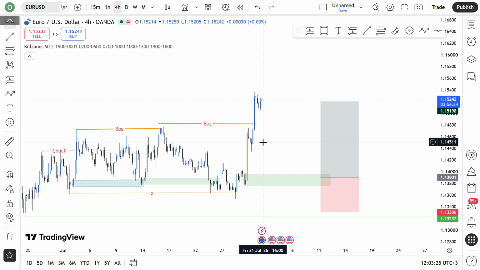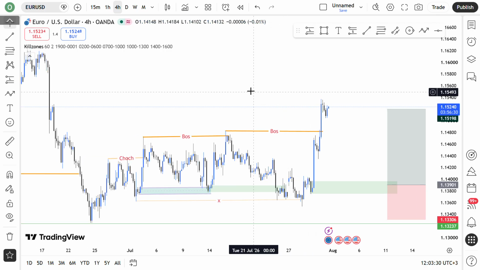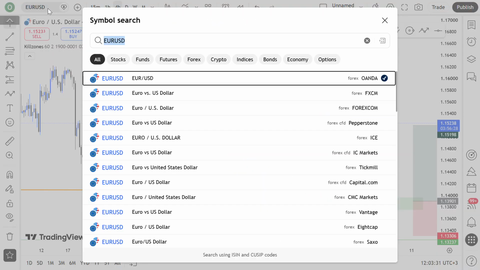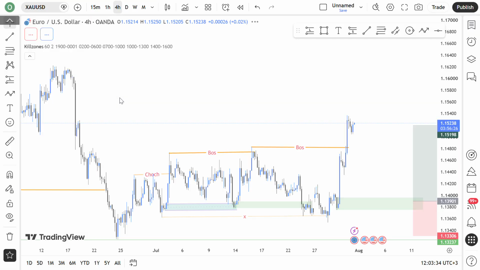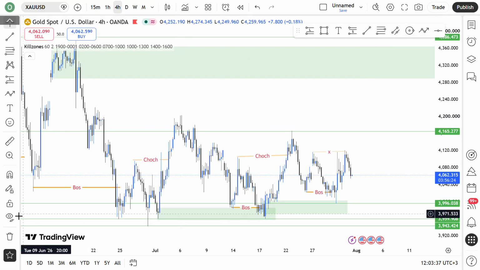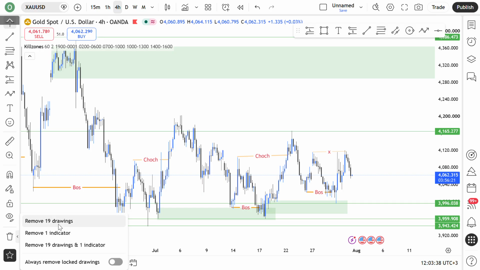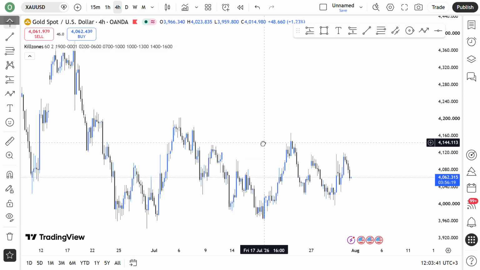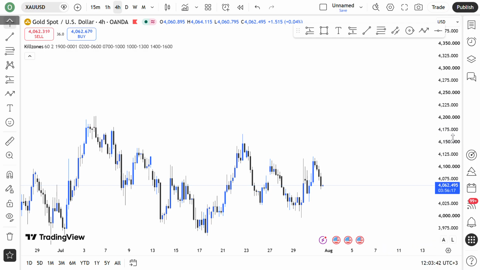So let's jump out into maybe gold. We can see how gold has been playing this week. So on XAUUSD, we are going to start from a monthly time frame. Let us delete these drawings so that we can have a clear structure.